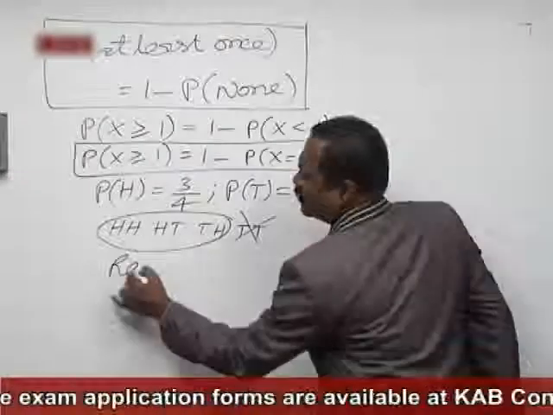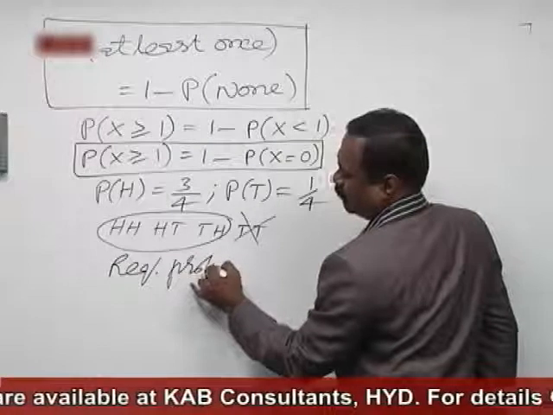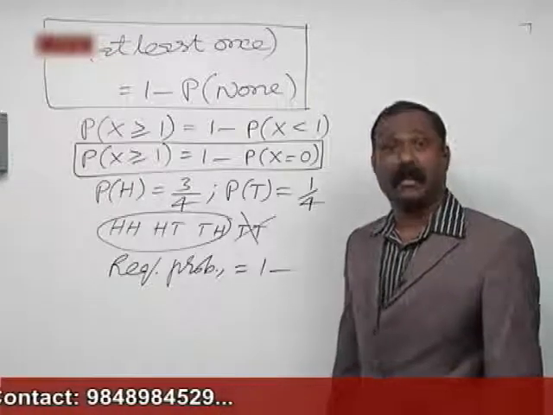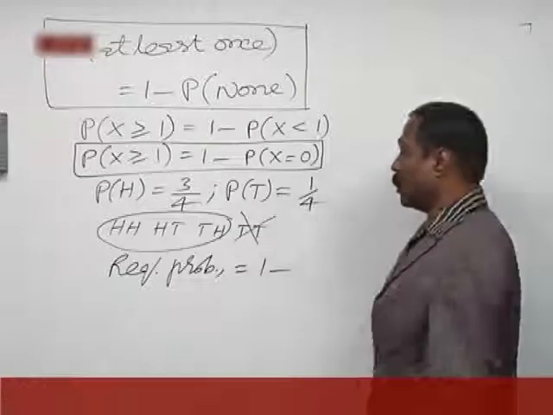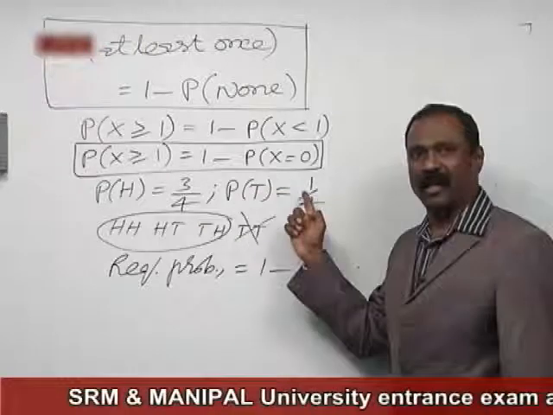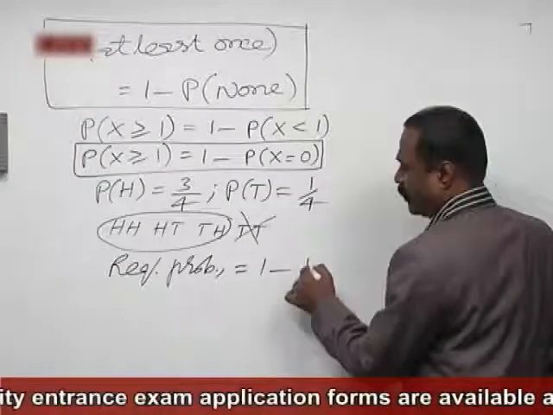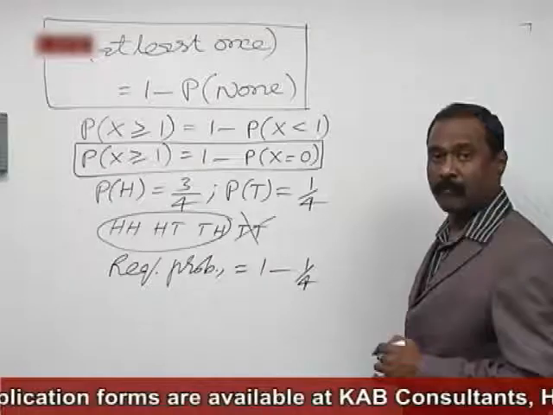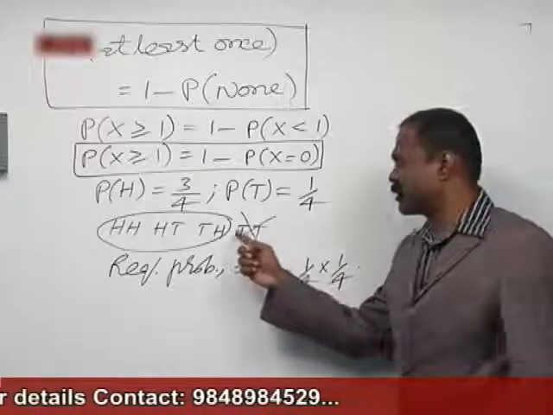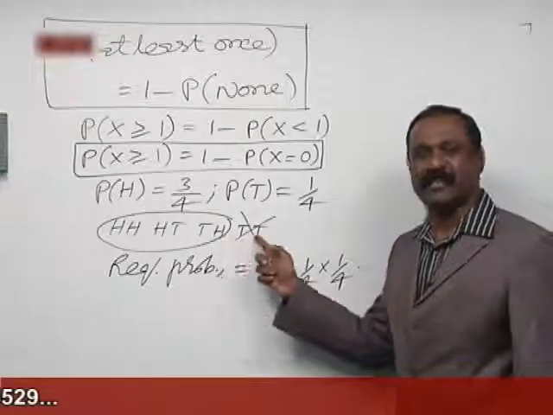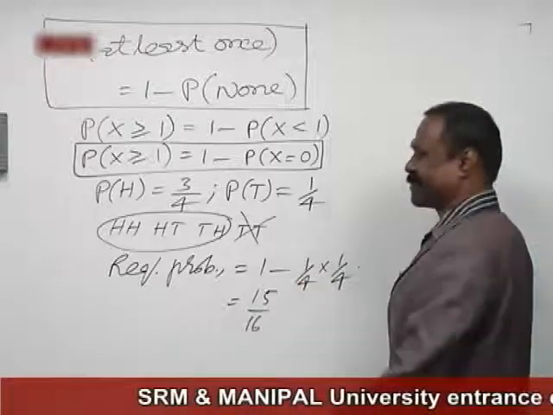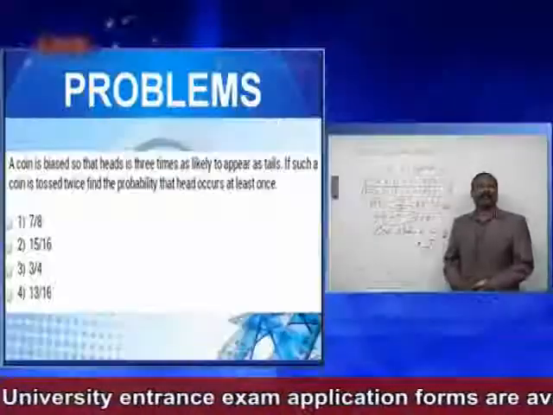So the required probability in this case is equal to 1 minus none of the heads occur. None of the heads occur means you must get tail both times. What is the probability of getting tail here? 1 by 4 and 1 by 4. Why into? Intersection. T intersection T, both T, intersection means into. So 16 minus 1, it is 15 upon 16 is the required probability.